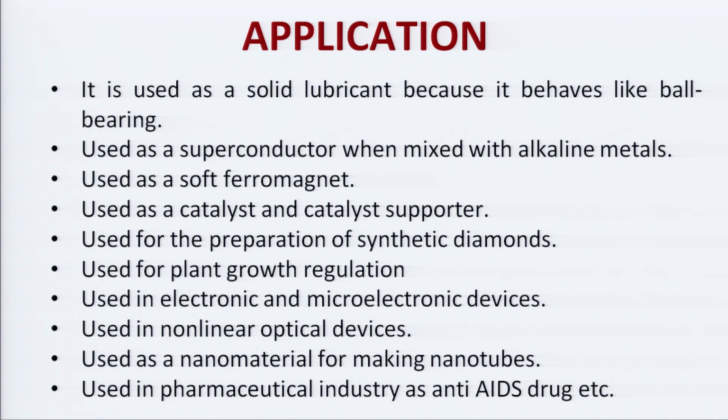It is used as a solid lubricant. Why? Because it exists as a discrete molecule and the fullerene molecules behave like very small nano ball bearings. So, you know how beautifully it can be used like a lubricant at a nano scale. You do not even require much of it. Then it is used as a superconductor when mixed with certain alkaline metals like potassium. It becomes a superconductor. It is used as a soft ferromagnet. It is used as a catalyst and catalyst supporter.